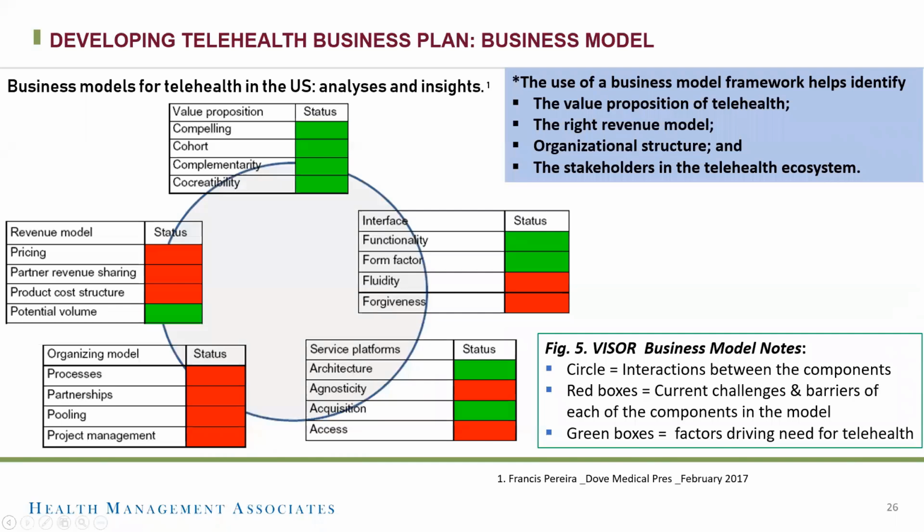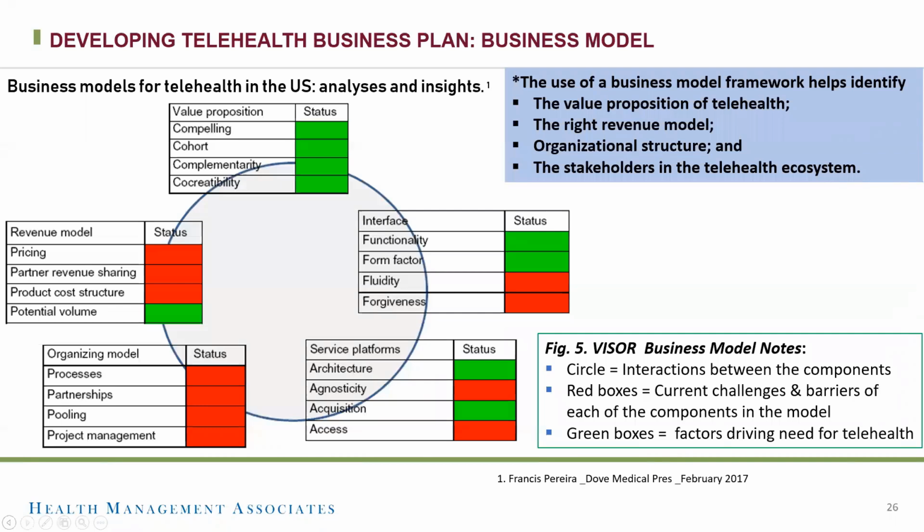The green boxes represent the factors driving the need for telehealth. For instance, you notice that on value proposition on the top, all the items are green, especially the compelling need for telehealth. And I'm glad to notice from the poll that 100% of you had identified a population that you will be using telehealth for. That tells me you do have compelling need. Again, the overall of what's green on this figure for your organization might be different from this assessment.